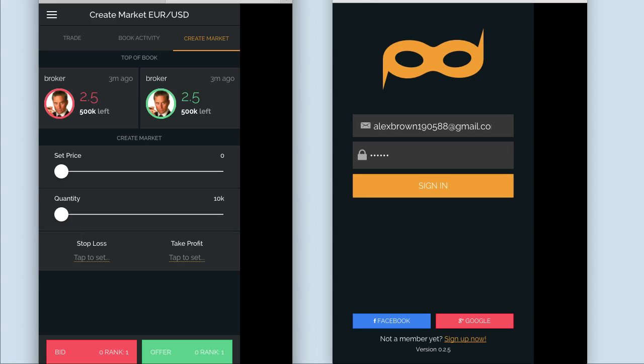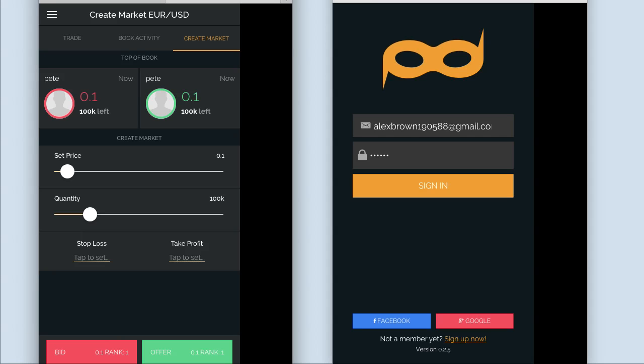Okay, so let's set up a market maker order. We're going to actually put in a very low spread of 0.1. And we'll put in a quantity of 100k. When you're quoting as a market maker, you can either quote on the bid side or the offer side, or both. In this case, we're actually going to do both. So there's the bid and there's the offer.